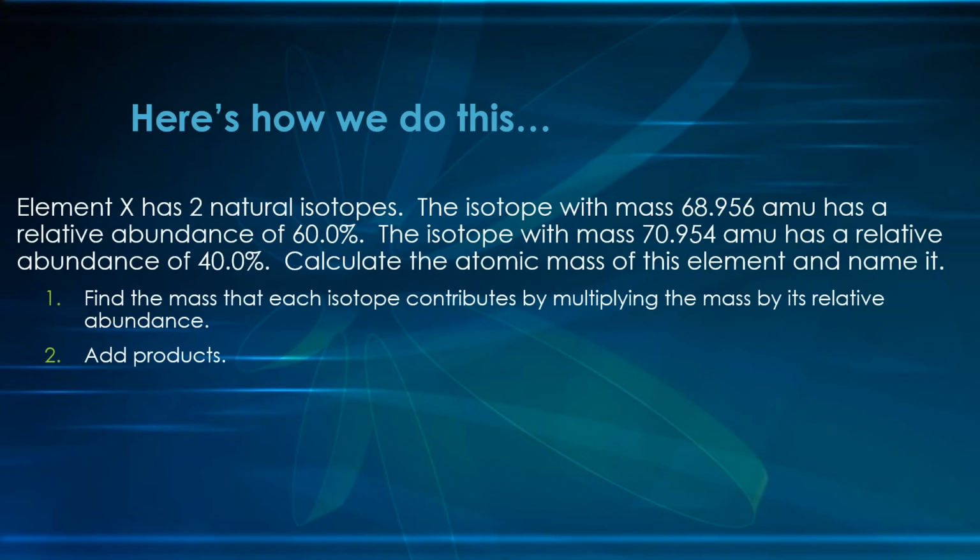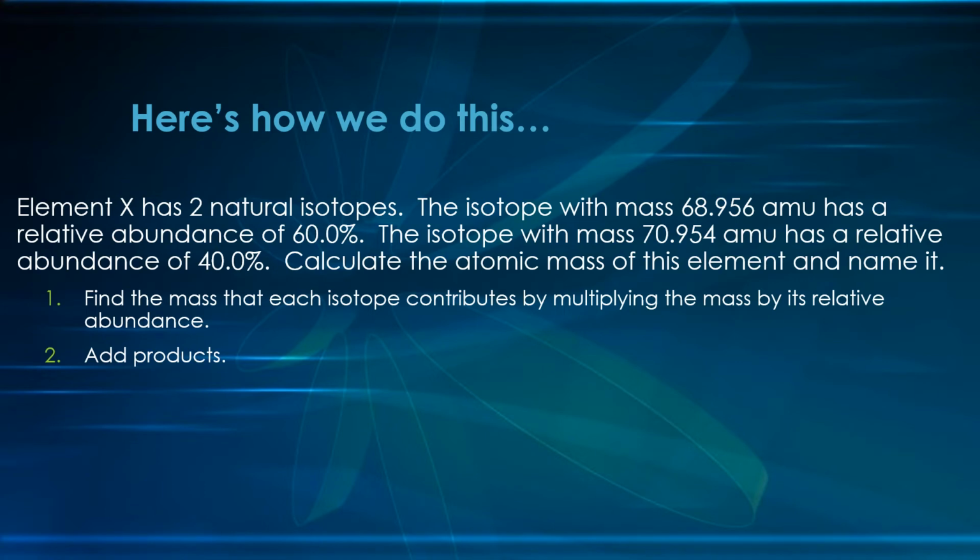All right, here's how we do this. Our first example: element X has 2 natural isotopes. The isotope with mass 68.956 atomic mass units has a relative abundance of 60%. The isotope with mass 70.954 atomic mass units has a relative abundance of 40%. Calculate the atomic mass of this element and name it.